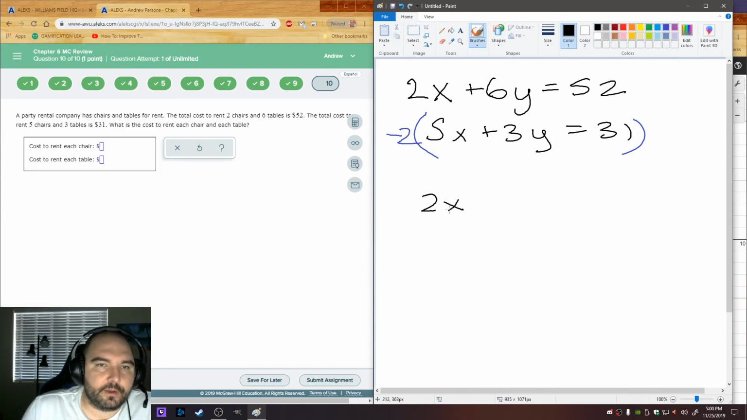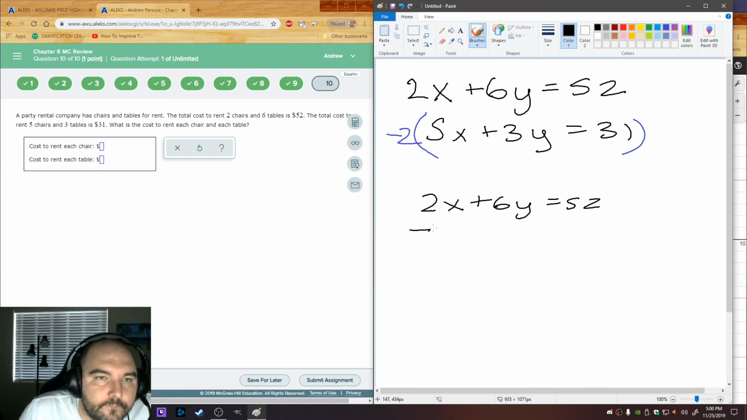So here's the deal. I'm going to rewrite the top row here. 2x plus 6y equals 52. -10x minus 6y equals -62.